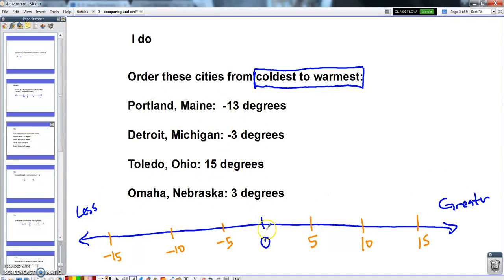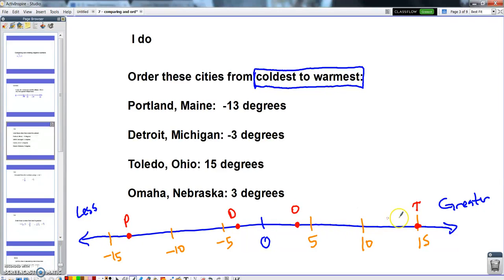So Portland, Maine, negative 13 degrees. Negative 13 is going to be about here. Put P for Portland. Negative 3 is between 0 and negative 5. It's about here. Detroit. Omaha, positive 3. That's about here. And Toledo, Ohio, 15 degrees is way over here.